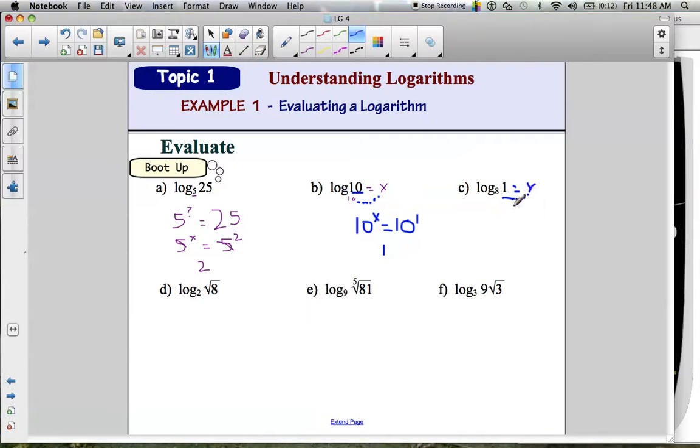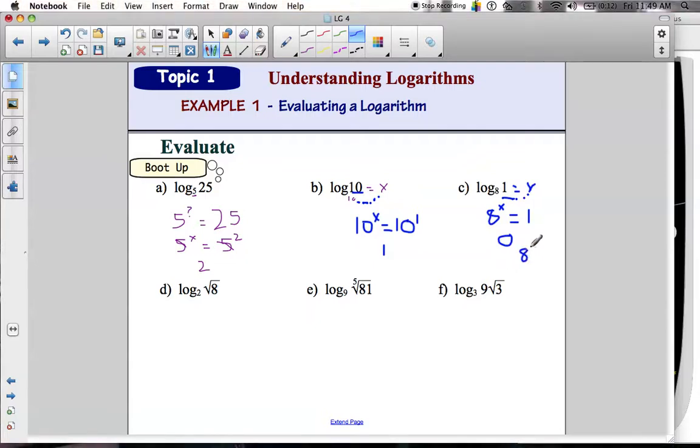Okay, there's my boot up. So that's 8 to the X equals the argument 1. Now some people have forgotten this back from their grade 9 days. When we have an exponent that equals 1, there's only one answer. It's 0. It's the one that's forgotten a lot, because 8 to the power of 0 we know is 1. Anything to the power of 0 is 1. So that's an easy one.